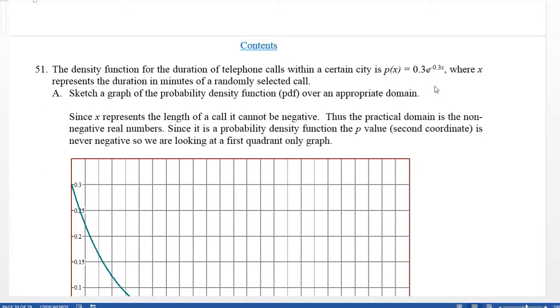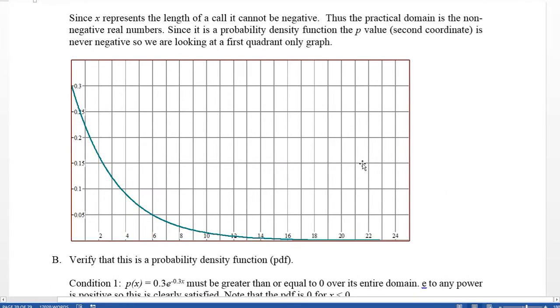Now, even though it didn't say it here, we notice that x cannot be negative because we cannot have a call of negative length. So really the PDF is 0 to the left of 0, left of the y-axis, and then for positive x's, this is where this formula goes. So the appropriate domain, the practical domain, is the non-negative real numbers. And so we could graph that, and here's what it looks like. Definitely skewed to the right. Most of the probability is close to 0. Most of the calls are short. Very few last a long time.